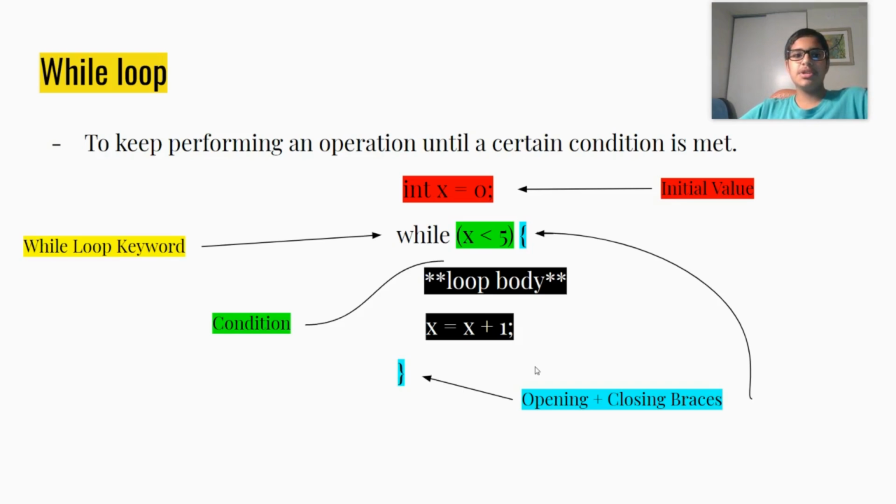Another important loop we'll be discussing in this video is the while loop. So the while loop is a loop that continues to carry out the loop body until a certain condition is met. So for how it's done, over here we define an integer, which is the initial value, and then we put in the while, which is the keyword, and then the condition, we have the loop body, and then the opening and closing braces, of course.